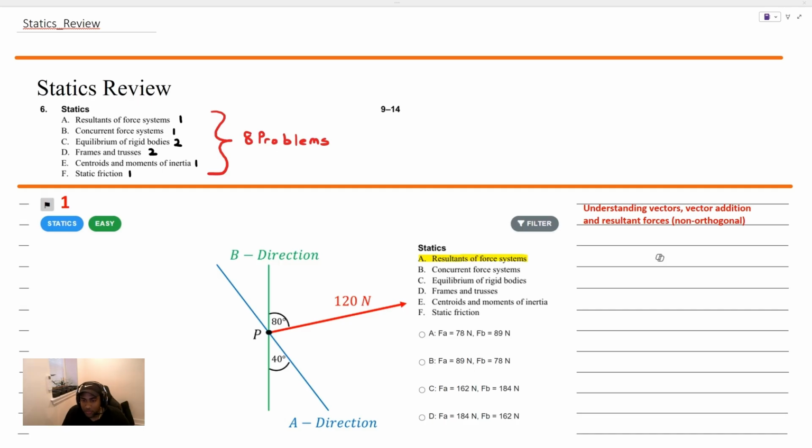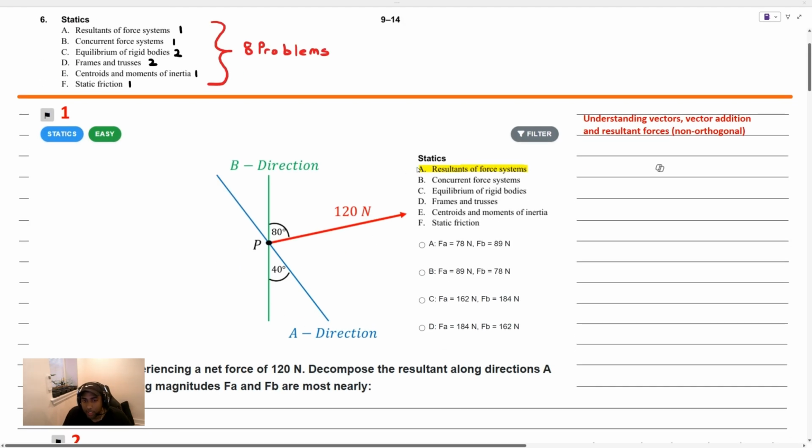Okay, so moving on to this first problem here. The first one, we're really going to be covering the idea of resultant force systems. And you can see here that in this problem, if we quickly read it over, it says a particle P is experiencing a net force of 120 newtons. So that's this red 120 resultant here. We want to decompose that resultant along the directions A and B. And if you look at that direction A and B, they're non-orthogonal directions. It says the resultant magnitudes FA and FB are most nearly.